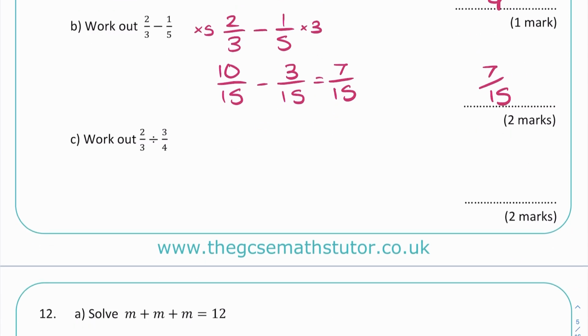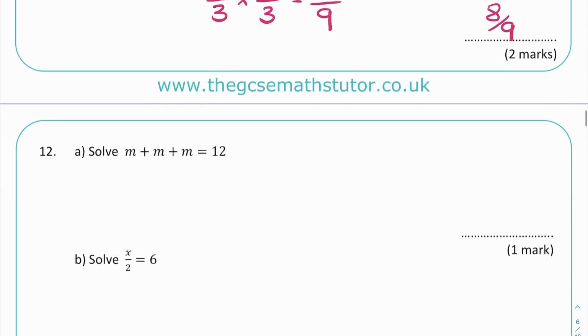On to the dividing fractions. Well, that's where we multiply by the reciprocal, in other words, times by the flipped version of the second fraction. So 4 over 3 instead of 3 over 4, and then really nice and easy, you just times the top and times the bottom. So 2 times 4 is 8, 3 times 3 is 9, and there's my final answer, 8 over 9. And there we go, there is dividing fractions. Okay, on to our next one.